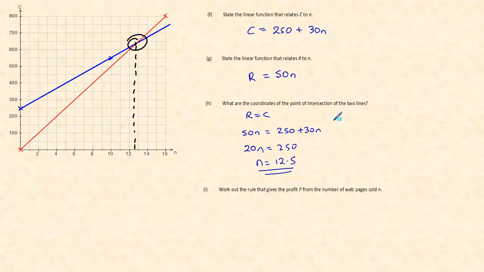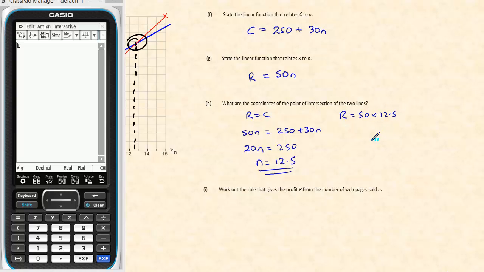It's easiest to substitute into R. R is going to be 50 multiplied by 12.5. Now I can tell you that this will be 25 times 25, which is 625, but just to demonstrate that, 50 times 12.5 is 625. So our coordinates are 12.5 and 625.